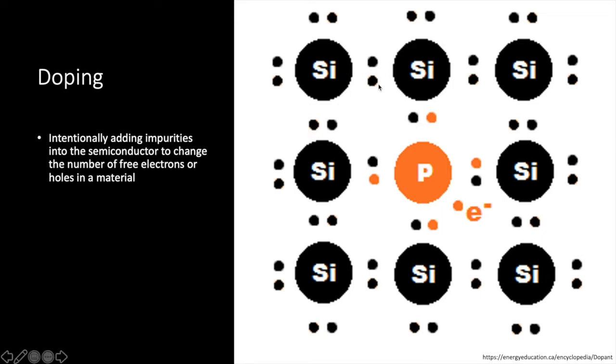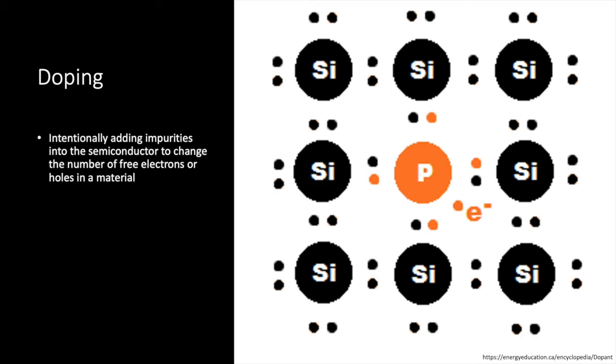Each of these 4 valence electrons in silicon's shell are going to bond with the adjacent silicon atoms. For the phosphorus with 5 valence electrons, 4 of them are going to help bond with the silicon atoms, but this last one here is just kind of the odd one out. So it turns out that this electron is very loosely bound to this phosphorus atom, and so it's free to jump into the conduction band, basically.